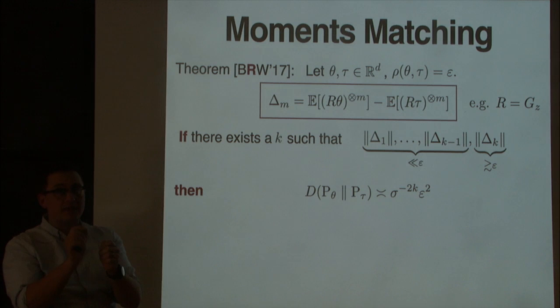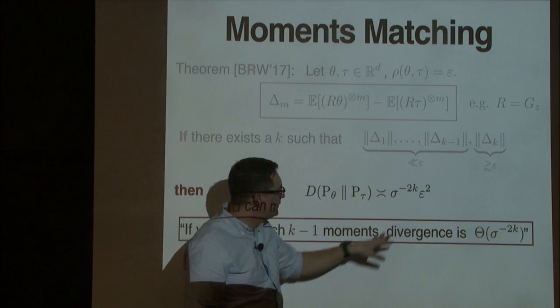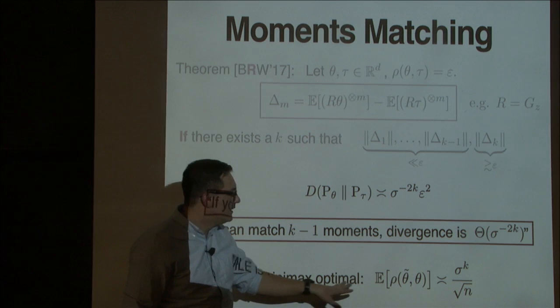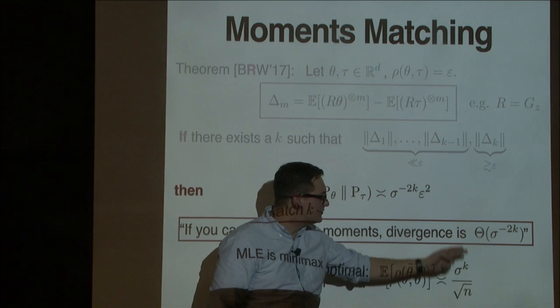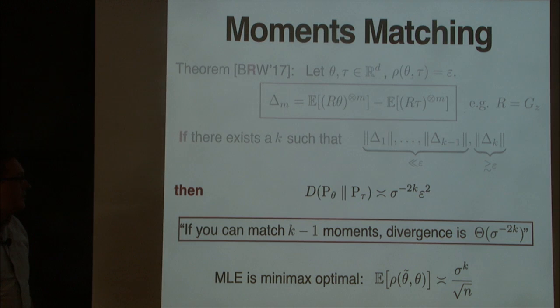Now that I have this, essentially, this is the summary in words of what I said. I say if you can match k minus 1 moments, then the divergence is of order sigma to the minus 2k. And now I convert this into saying that the MLE, the maximum likelihood estimator, is minimax optimal, and this is the rate that it's enjoying at its optimal. So the rate that it's enjoying is sigma to the k over root n. Going from here to here is a standard statistical exercise. The real contribution is to understand that this gap in moments is really what controls the KL divergence. So this is how we're going to get those rates.